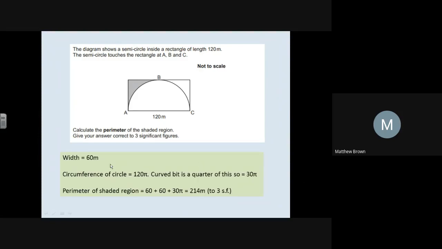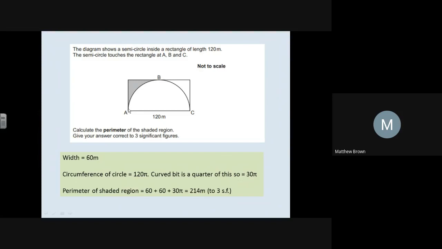Okay, so what you should have done, I would have started off by writing that the width, this side here, is 60 meters. That would have been enough to get you 1 mark. I've then worked out the circumference of a full circle, which is 120 pi. And the curved bit is a quarter of this, which is 30 pi. 120 pi divided by 4 is 30 pi. You might have done that as a decimal, so 93 and a bit, doesn't matter. Okay, so if you've got a width of 60 and a curved bit, which is a quarter of a circumference, then that would have got you first 3 marks.